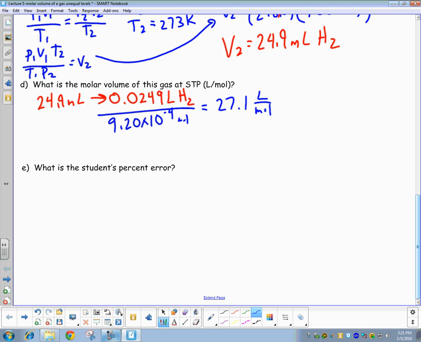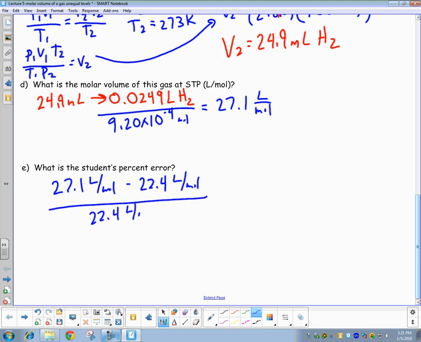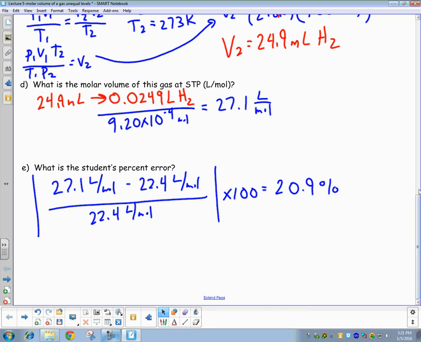So the last step we have to do is calculate the student's percent error. Okay, percent error is always the absolute value of the experimental minus the accepted divided by the accepted times 100. So I'm going to have 27.1 liters per mole minus the accepted value of 22.4 liters per mole divided by the accepted value of 22.4 liters per mole. And then we take the absolute value of that times 100. And when I did that calculation, I got 20.9% error there. In an ideal world, we get a 0% error because we've got the true molar volume of a gas of 22.4 liters per mole.